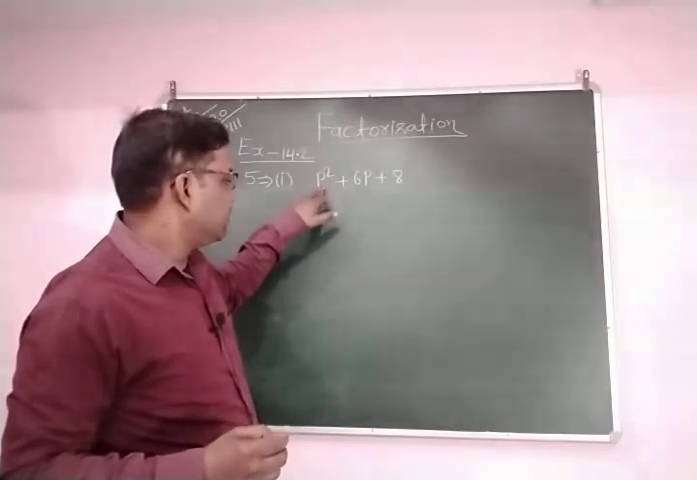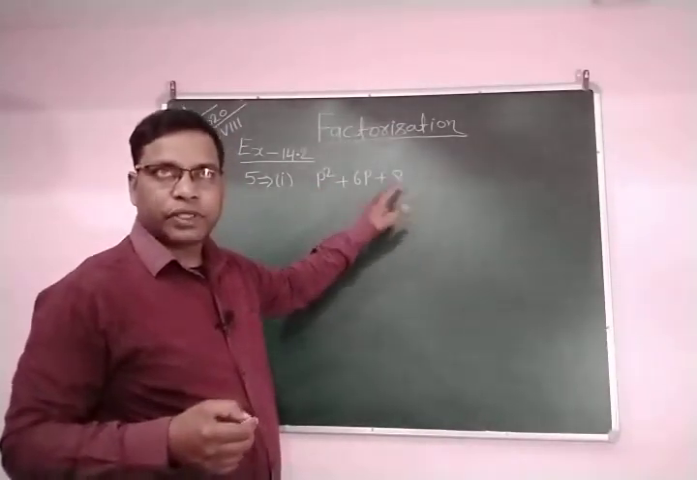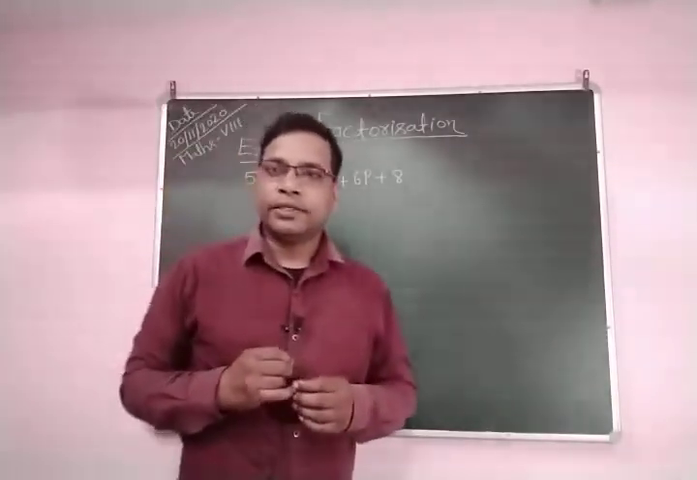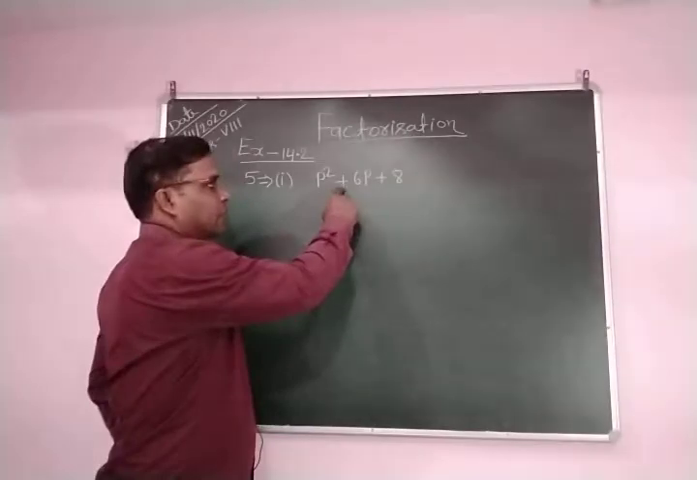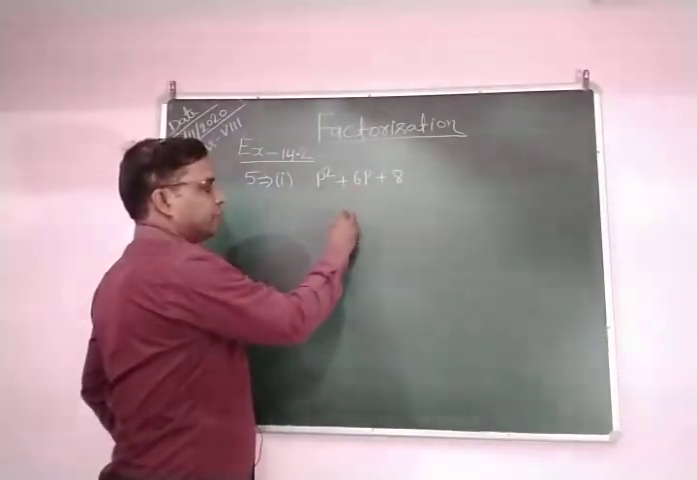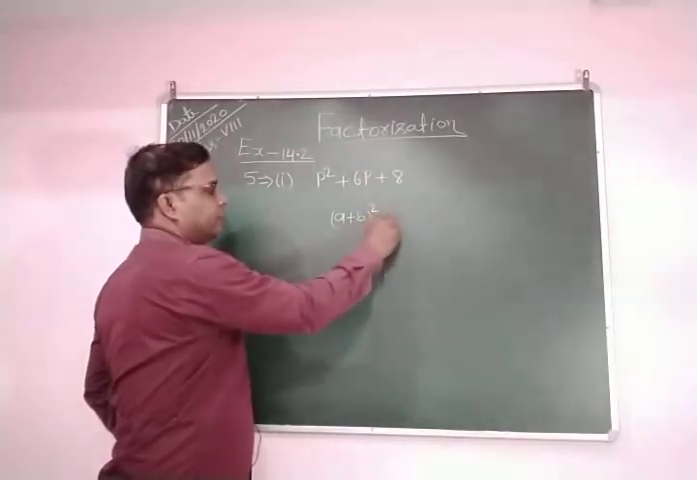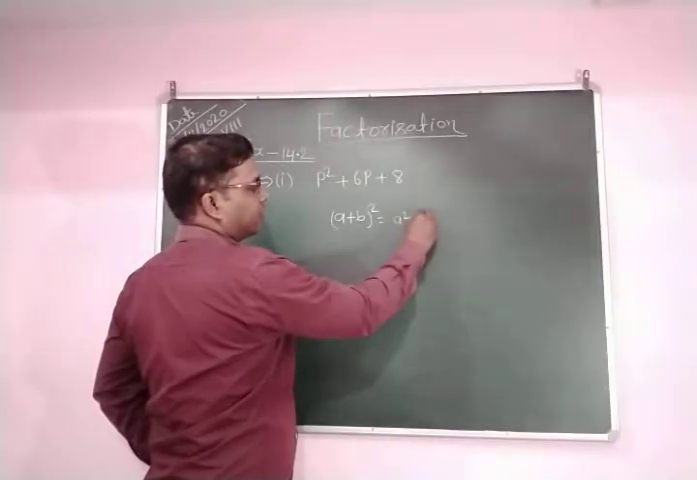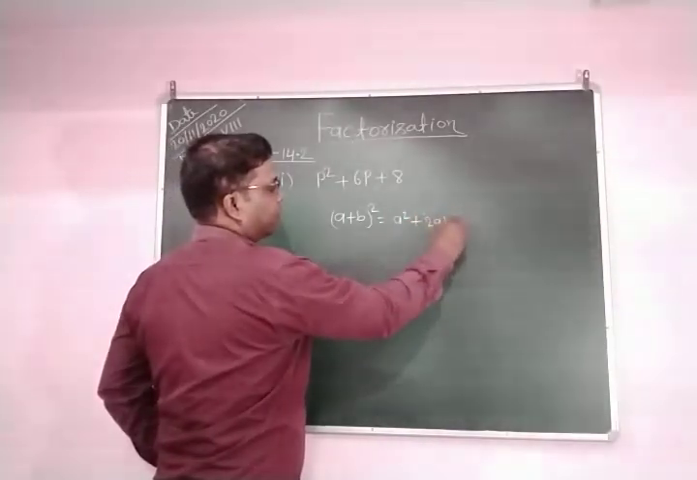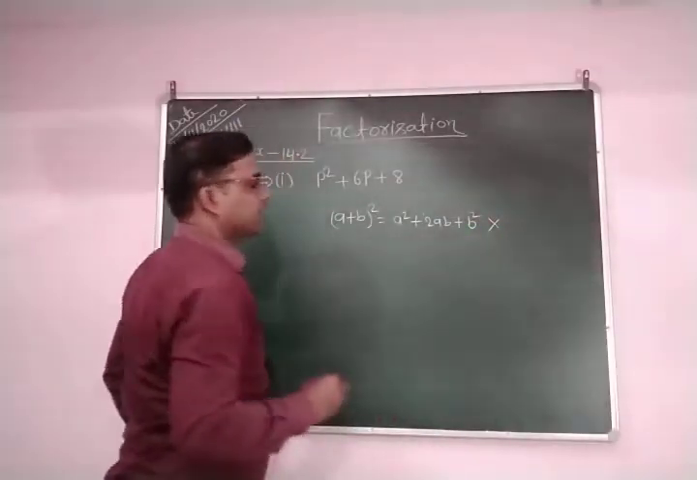You can say this is p square, but 8 is not the square of any number, so we can't use the first identity, because both are plus, we can't use this identity, whole square of a plus b. This is equal to what? This is equal to a square plus 2ab plus b square. Okay, so you can't use this identity.